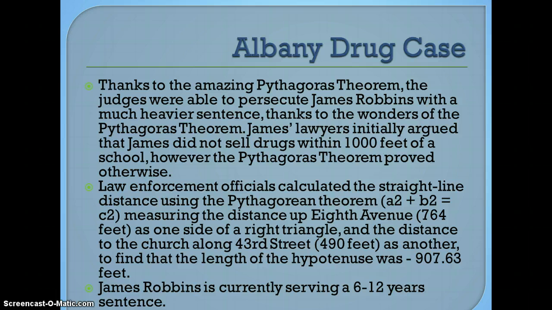Law enforcement officials calculated the straight line distance using the Pythagoras theorem, a square plus b square equals c square, measuring the distance up 8th Avenue, 764 feet, as one side of a right angle, and the distance to the church along 43rd Street, 490 feet, as another, to find the length of the hypotenuse, which was 907.63 feet. James Robbins is currently serving a 6 to 12 year sentence.